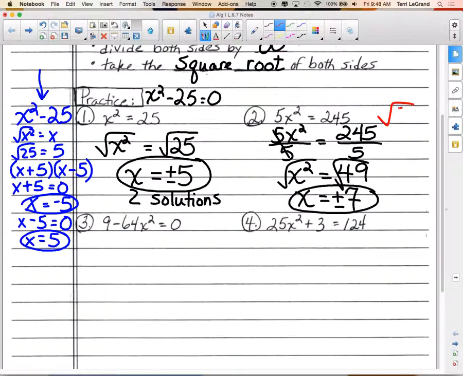The square root of 5x squared, the square root of 245. Would that have worked very well? Go ahead and take the square root of 245 in your calculator. What do you get? Is it a nice number? Or does it look like it's got a whole bunch of stuff going on after the decimal point? Do you not know how to use the square root key in your calculators? Anybody need help?